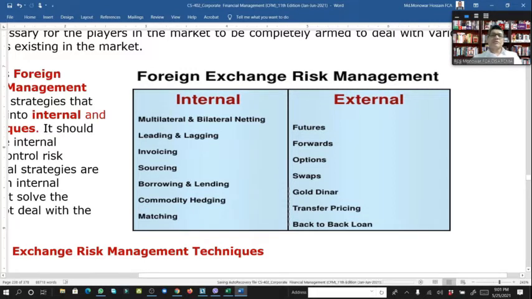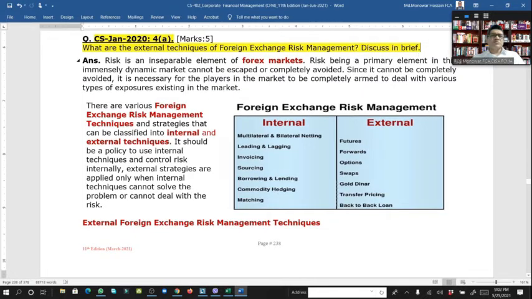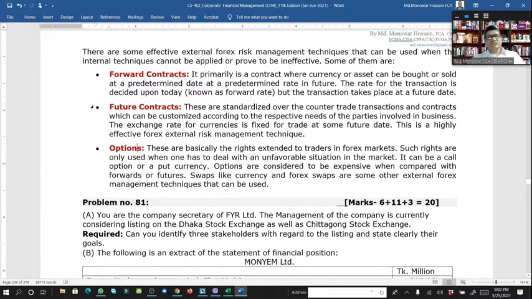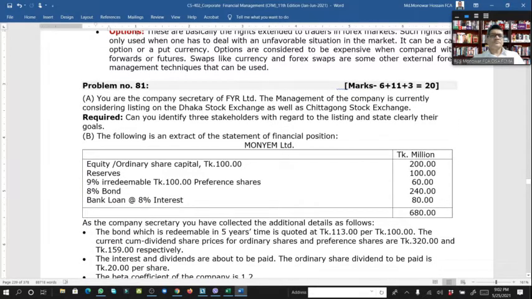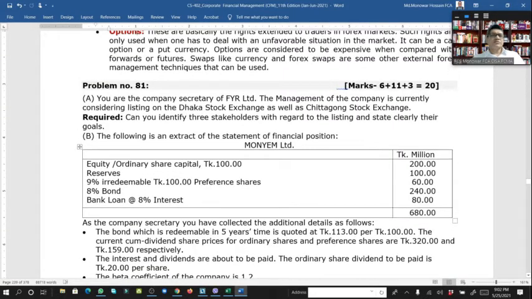And within that, we also have the internal factors, that means leading and lagging, invoicing, sourcing, borrowing, matching, commodity hedging, etc., borrowing and lending, etc. So that type of question you have for 5 marks. So here, what is forward contract, what is future contract, what is option, etc. So it's a question also.